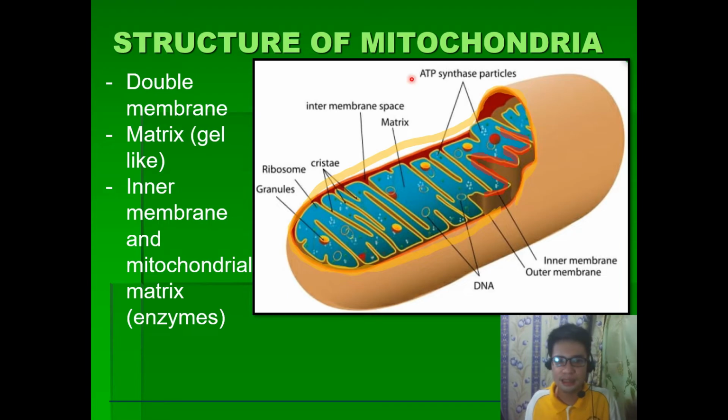The inner membrane also surrounds the mitochondrial matrix, which is gel-like. This one, the color blue part, the innermost part of the mitochondrion, is considered the matrix. This matrix is more viscous than the cell cytoplasm because it has less water content. Most of the enzymes needed in cellular respiration are found embedded in the inner membrane and mitochondrial matrix.